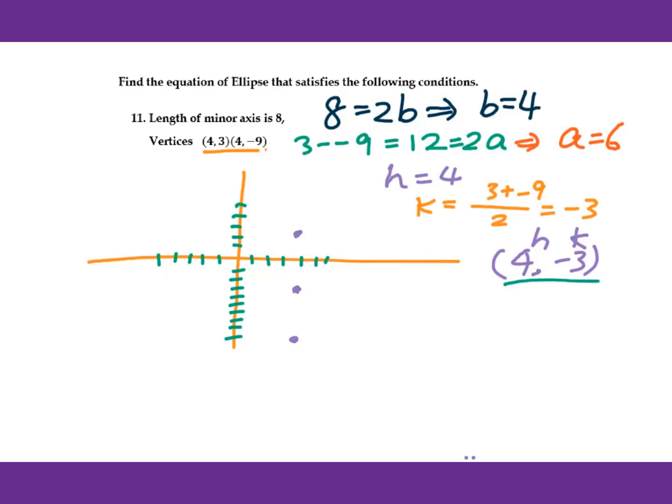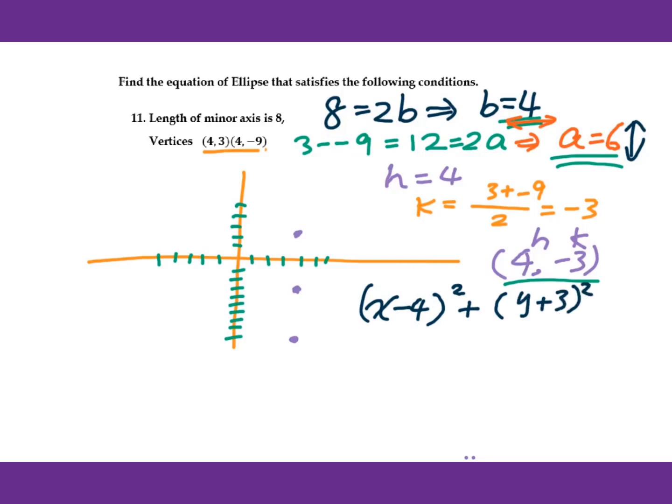I know h, k, I know a and also b. We can write down the equation. But for a, you could say that's vertically moving. For b, that's horizontally moving. So I will write down x minus 4 squared plus y plus 3 squared. Since a is vertically moving, go to y squared, that's 36. For b that's horizontally moving, we go to the position below x squared, that will be 16, equal to 1.